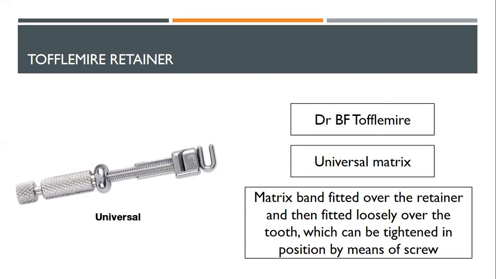So basically, the first retainer that we'll be discussing is the Tofflemire retainer. We all know the Tofflemire retainer was founded by Dr. B.F. Tofflemire. It is also known as the universal matrix. It can be used in almost all types of cavity preparations. So this is how the Tofflemire retainer looks. So basically what we do is the matrix band is fitted over the retainer and then the assembly is fitted loosely over the tooth, after which this entire assembly has to be tightened by means of the screw.